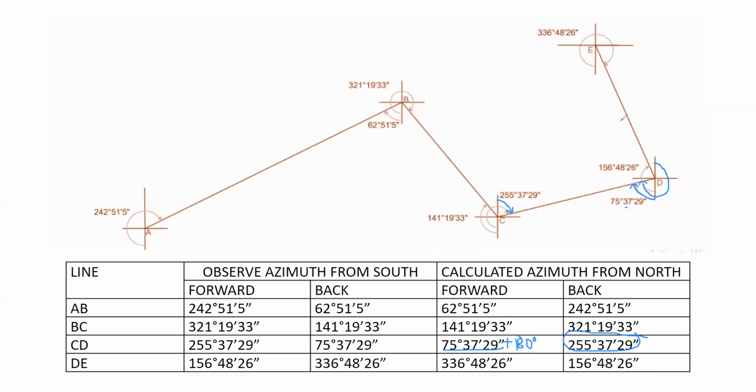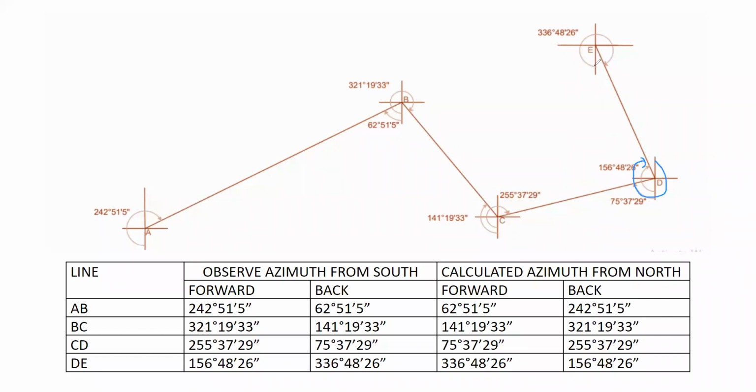Next naman, erase lang natin. As you can see here, sa line DE naman tayo. Line DE, etong line na yan. We need to get the azimuth from the north. So, azimuth from the north. So, dito tayo. Tapos, i-measure natin dito. So, ano yung azimuth na yan from DE? Di ba, it is just equal to the forward azimuth.